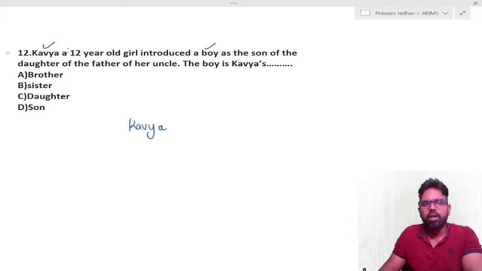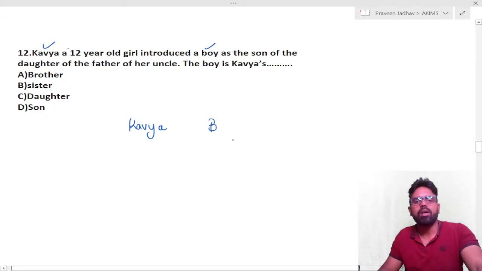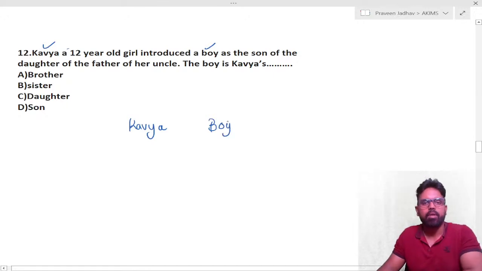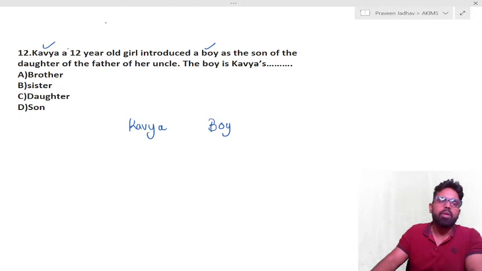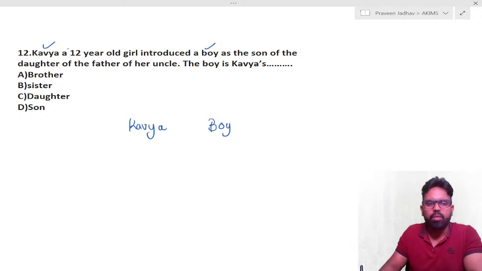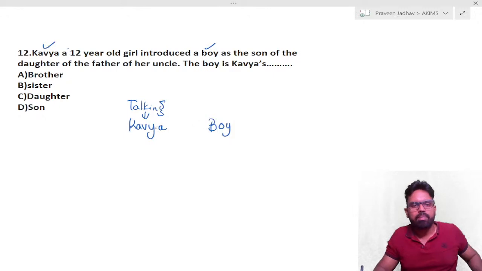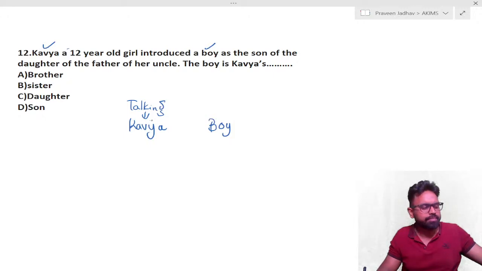Kavya says, Kavya, a 12-year-old girl, introduced a boy. And she is talking about whom? She is talking about a boy. Kavya, a 12-year-old, introduced a boy as the son of the daughter of the father of her uncle. Now, what did I tell you? The person who is talking. Who is doing the talking here? Kavya. You have to look for the pronoun that is replacing Kavya. Which is the pronoun that is replacing Kavya here?